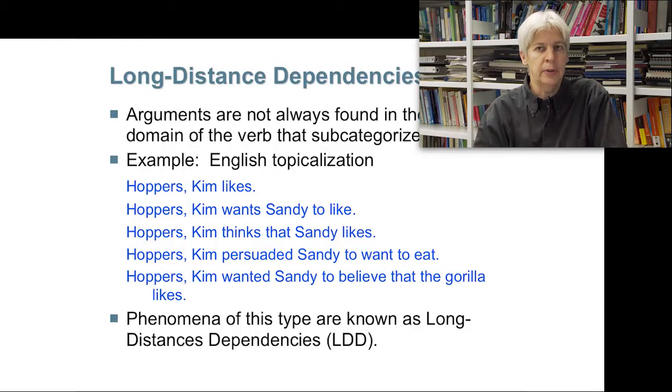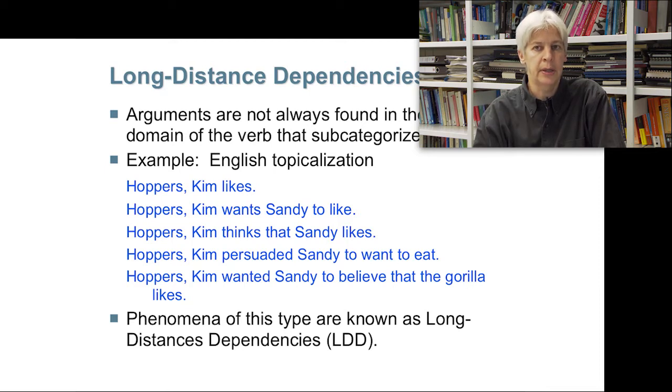So to start up with the first topic, long-distance dependencies, what this term encompasses are situations in which arguments are not found in the clausal domain of the verb that subcategorizes for them. So to take a very simple example, something like Kim likes hoppers. If you don't know what hoppers are, they're a speciality you get in Sri Lanka. A noodle type thing you can eat. So the normal English sentence would be something like Kim likes hoppers, where hoppers is the object of like and Kim is the subject of like.